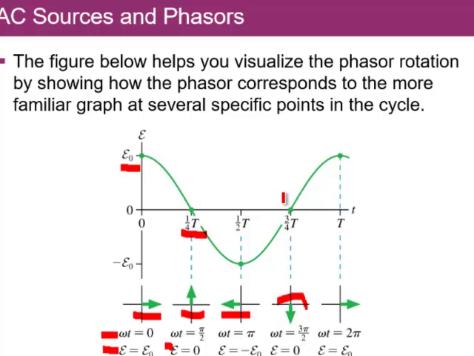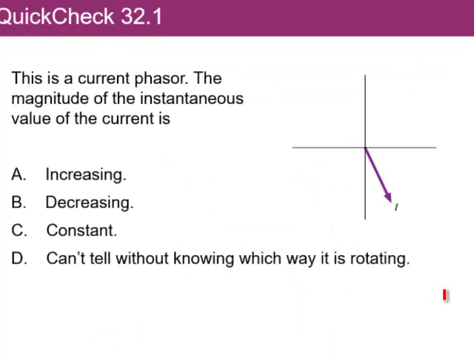So it's 0 here, it's 0 here, and it's at a minimum here, negative E0 here, and maximum over here. So again, the phasors are going to point down here and to the right on this side. Okay, so here's a quick question related to this.